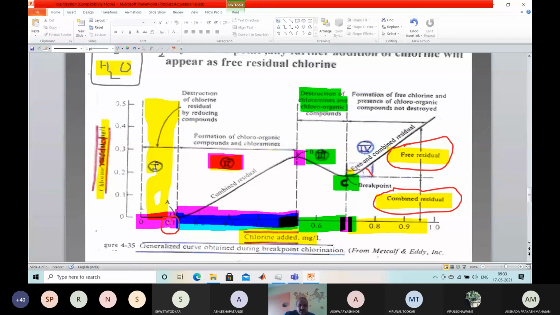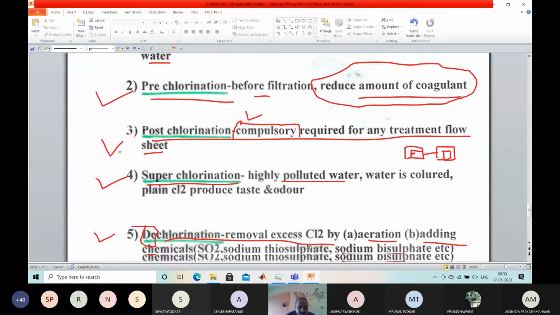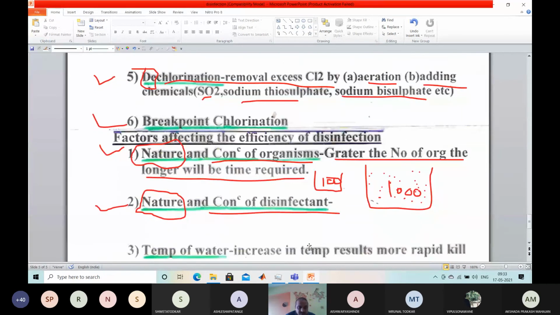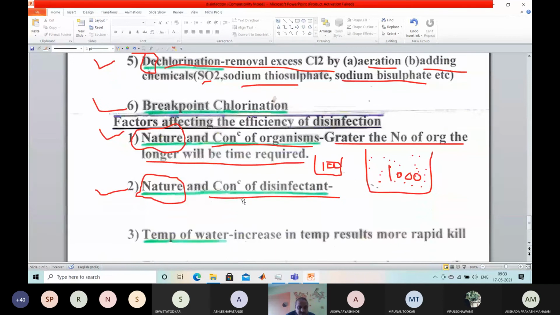So concentration means what? Chlorine dose. How much dose we applied? Concentration means how much dose we apply. So the optimum dose has to be maintained. That is the concentration of disinfectant.